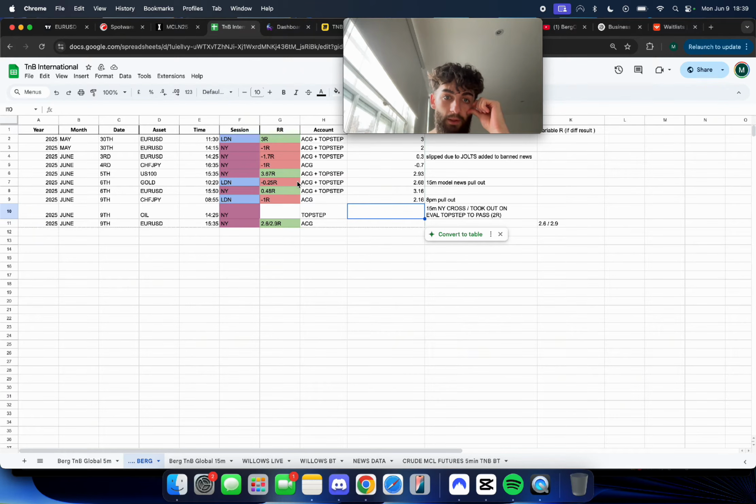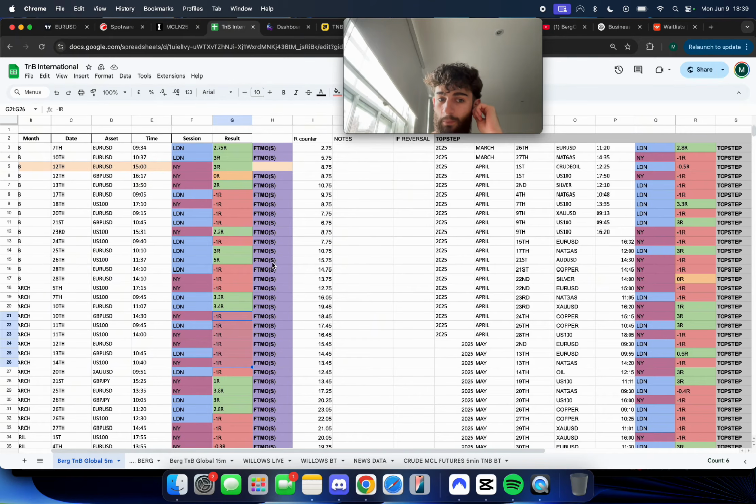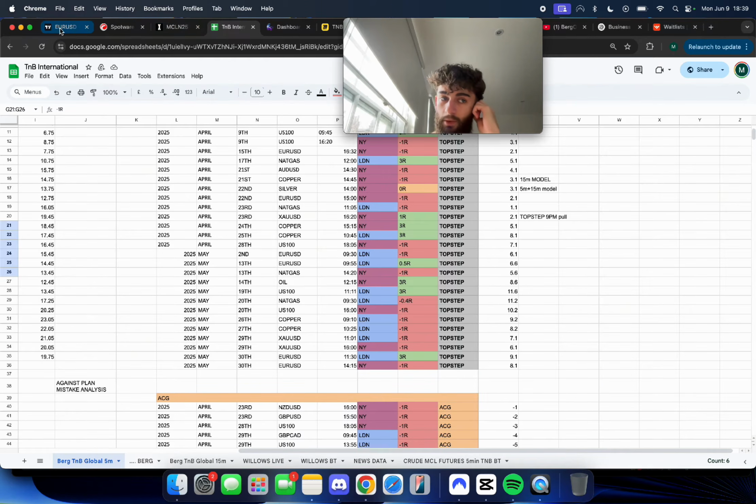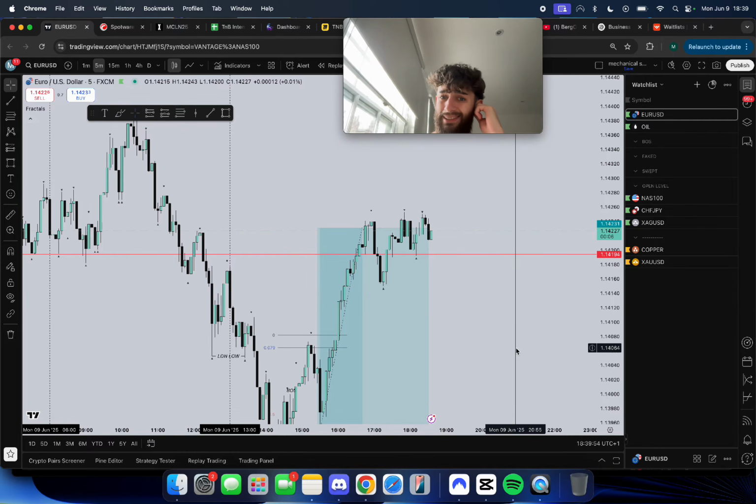And I'm trying to track it as best as I can without duplicating the trade, because if I was to put Euro USD and track it per account, I would just put 8 Euro USDs and it just looks stupid. So I try to divvy it up between the FTMOs, the Top Steps and the ACG, but yeah, you know what I'm saying, bro. It's hard to do that.